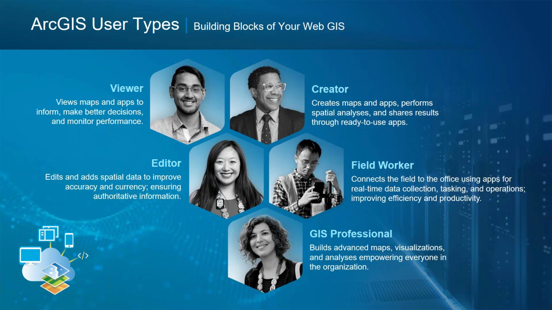Just wanted to point out the different types now. Formerly known as level 1 would be your viewer. This is the person who can just log in and view only all of the things that the person on the upper right, the creator, has made. The creator was formerly known as level 2. This person has full access to everything in ArcGIS Online.